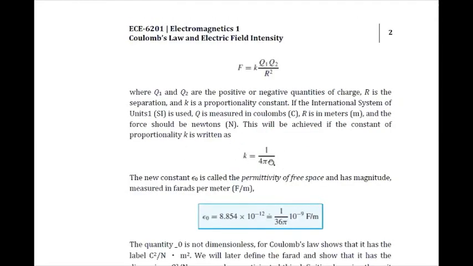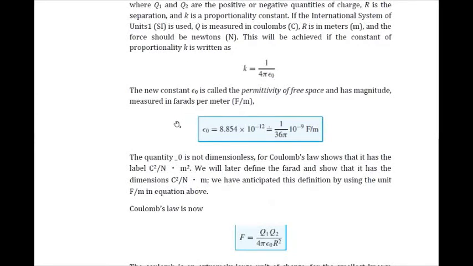Okay, ito naman yung formula na kasunod, where Q1 and Q2 are the positive or negative quantities or charge, R is the separation, okay, ito yun, and K is a proportional constant. In the international system, SI, pag Q is measured in coulombs, ito, and R is in meters, then the force is in newtons, okay? The new constant, epsilon sub O, is called the permittivity of free space. As I said before, yung epsilon sub O natin, isang value niya is 8.85 times 10 to the negative 12. Okay, parehas lang din dito.